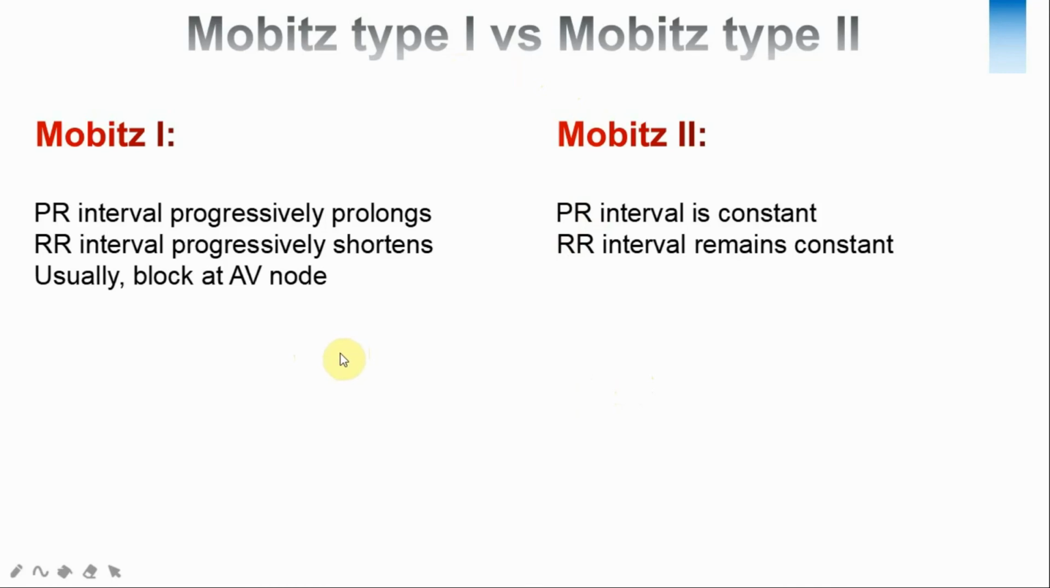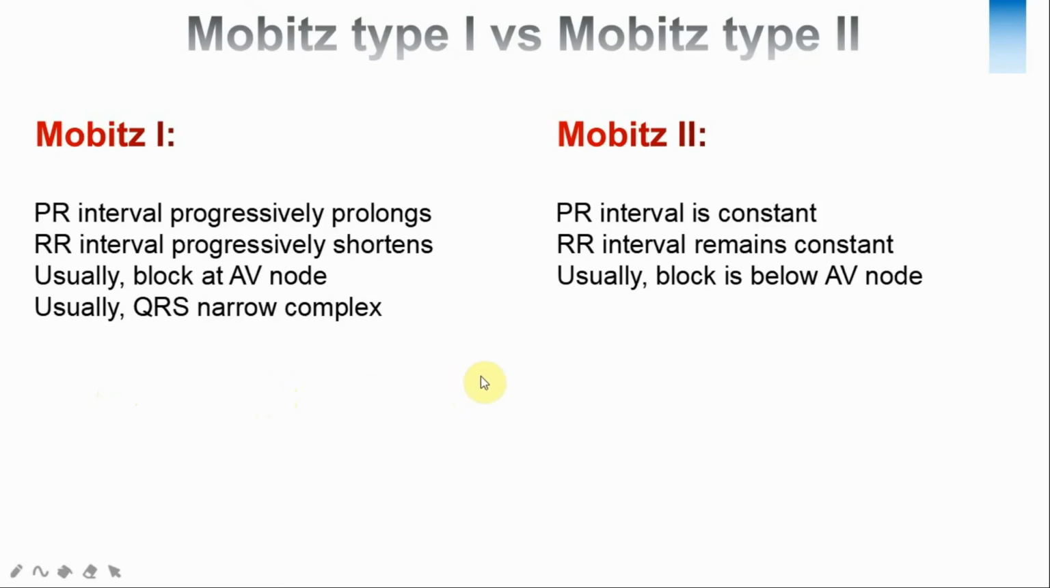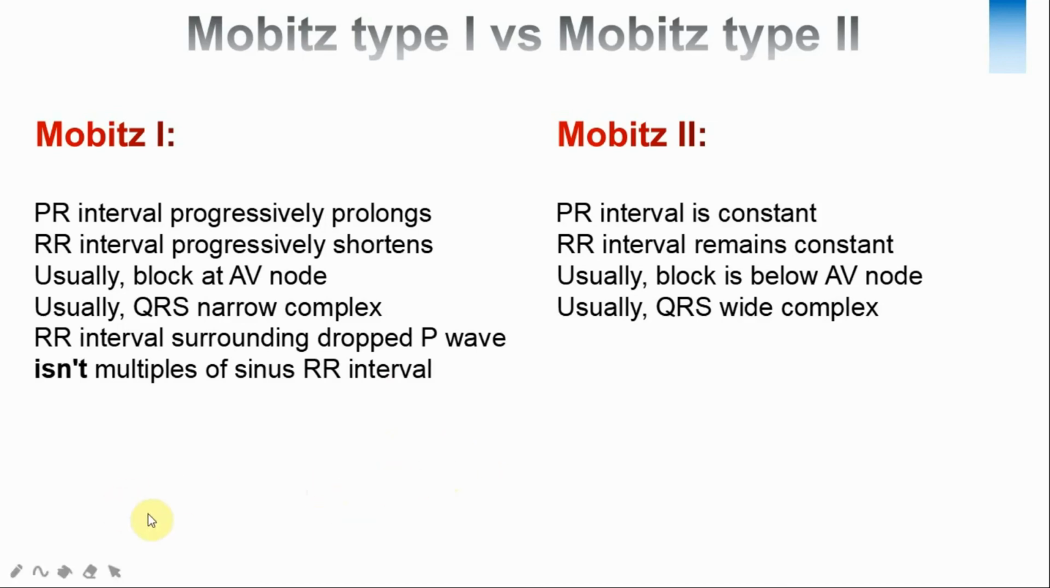Usually, not always, in Mobitz type 1 the block is at the level of the AV node. But in Mobitz type 2, the block is in the lower part of the conduction system, below the AV node, like in the bundle of His, right bundle branch, or left bundle branch, and so the QRS complexes are wide. In Mobitz type 1, because the block is at the AV node, the QRS complex is narrow, but in Mobitz type 2 the QRS complex is wide because the block is below the AV node, maybe in the bundle of His, the right or left bundle branch, even in Purkinje fibers.